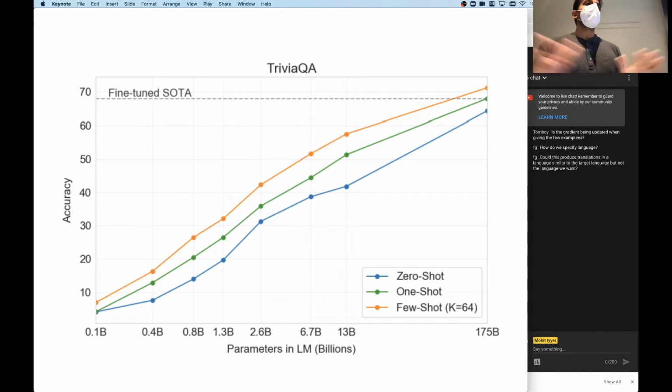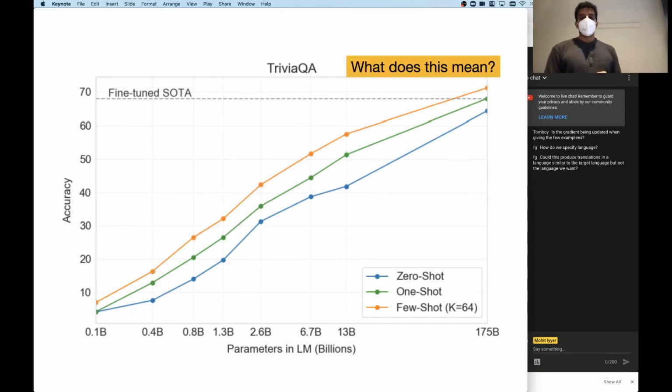So maybe we can now think about how could this result happen? Like what does this mean? What does this say about the capabilities of GPT-3 at this scale? Does anyone have any ideas?